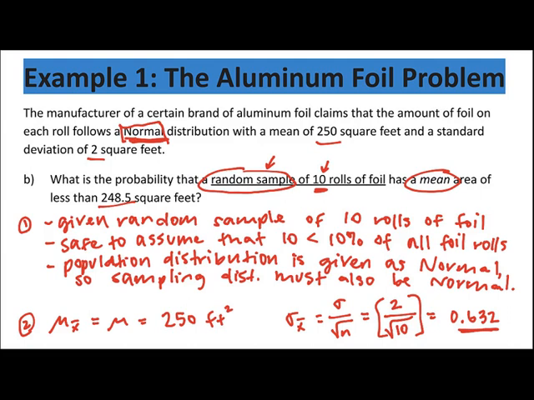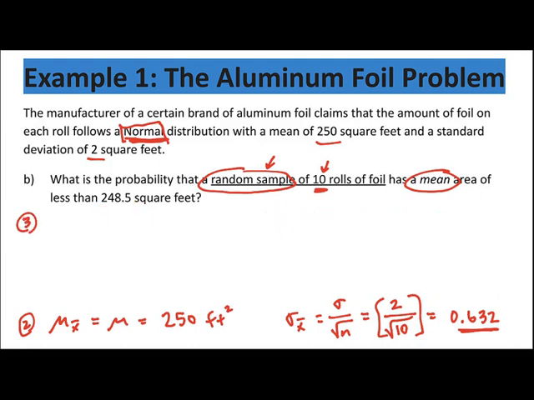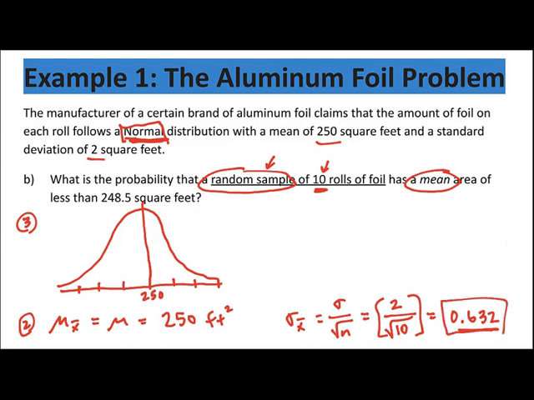So next we're going to move on to step 3, which is to draw and shade and use our normal model to find the probability that we are looking for. So let's go ahead and do that. I'm going to start by drawing my lovely normal model as best I can and labeling it with my mean. If we wanted to, we could add and subtract that standard deviation for this sampling distribution, that 0.632. We could add that 3 times on either side, but I won't do that. I'm just going to go ahead and find a z-score.